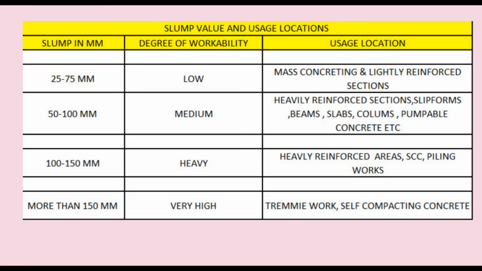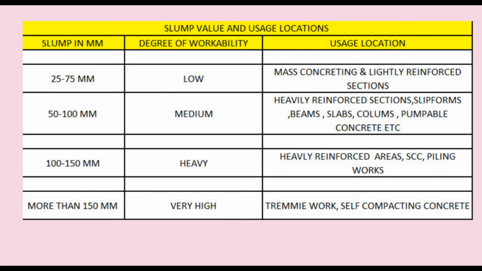If the slump is 25 to 75 mm, then the degree of workability is low, and this is mainly used for mass concreting and lightly reinforced sections. And if the slump is between 50 to 100 mm, the degree of workability is medium, and it is normally used for heavily reinforced sections, slip forms, beams, slabs, columns, and pumpable concrete.